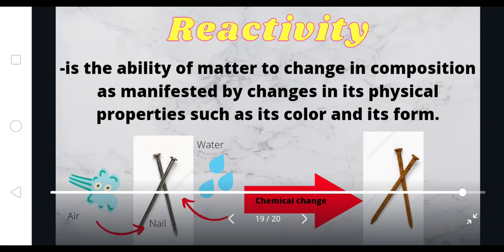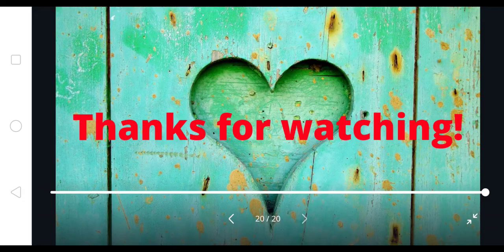Reactivity. Reactivity is the ability of matter to change in composition as manifested by changes in its physical properties, such as its color and its form. Like the nail, when the nail is exposed to air and wet, it will have a chemical change, and it will change color or have rust. Those are the examples of properties of matter, the physical properties and chemical properties.